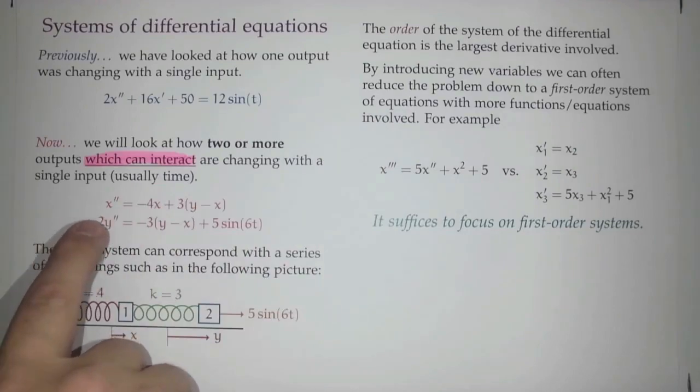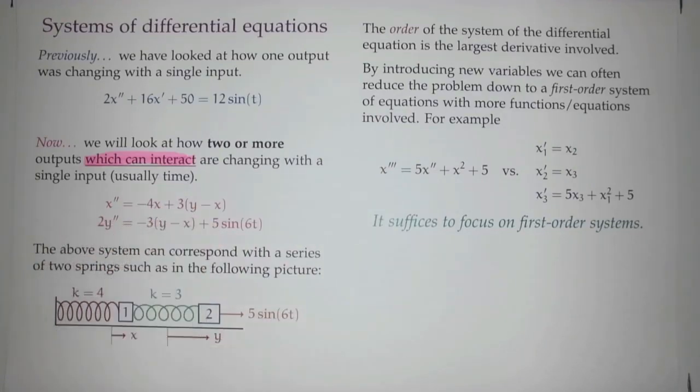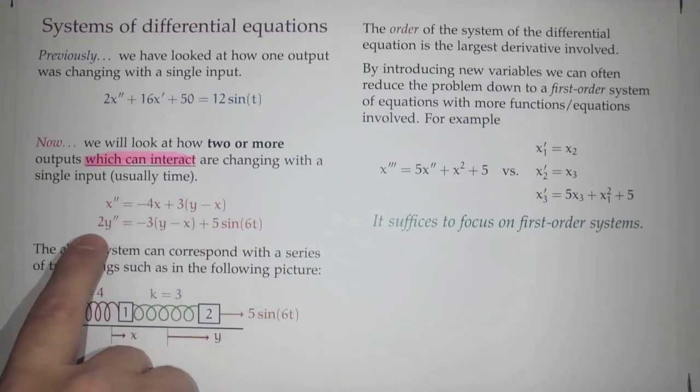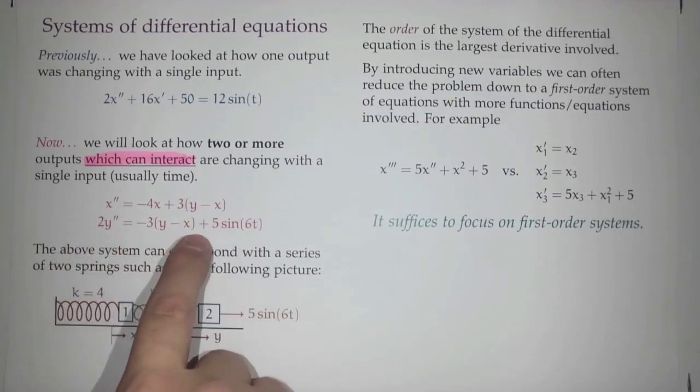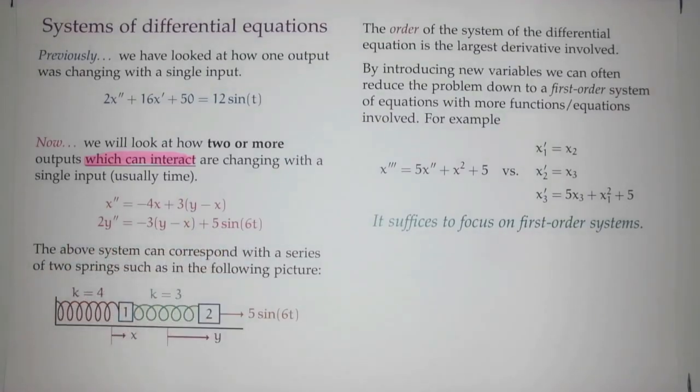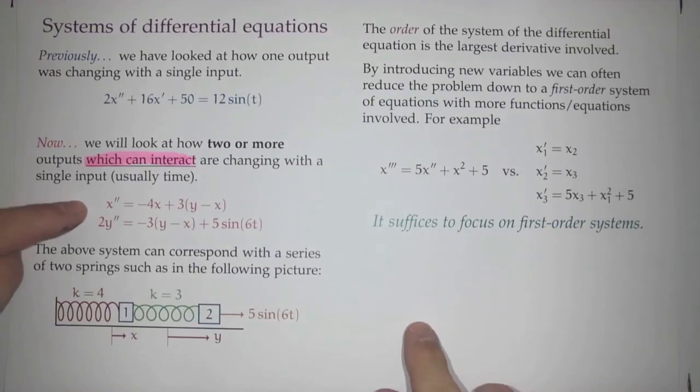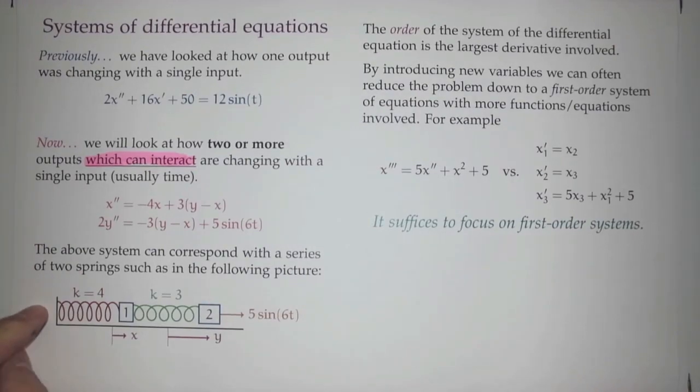x double prime equals minus 4x plus 3 times (y minus x), and 2y double prime equals minus 3 times (y minus x) plus 5 sine of 6t. Now, we could have just written down anything, but we're starting with something that actually corresponds to an object that we can talk about. Oh, this kind of makes sense. So where this particular system of equations comes from is a picture like this.